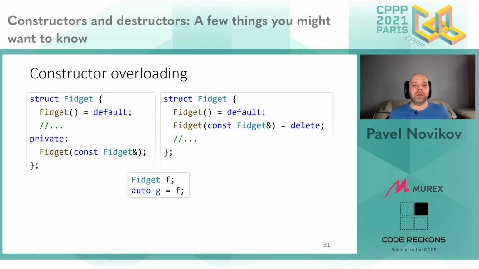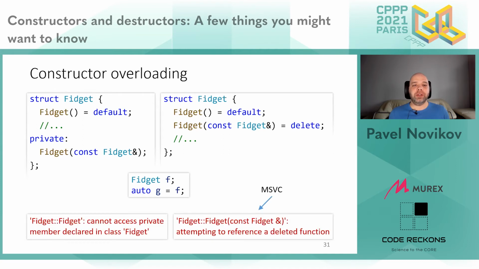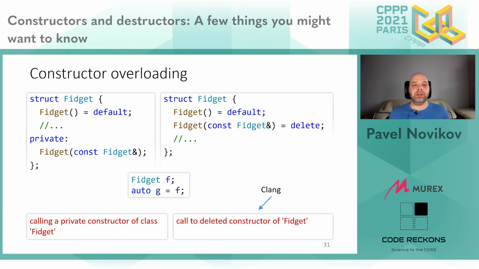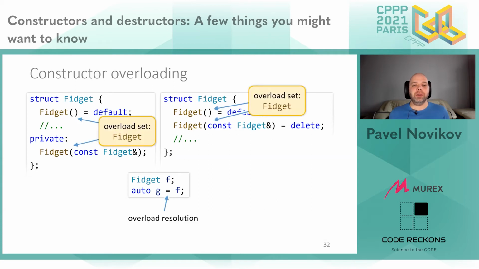And we can try to make a copy, but it will not work because, for example, MSVC says that it cannot access a private member, or that you are attempting to refer to a deleted function, or Clang will say that you are calling a private constructor or a deleted constructor. So basically, these two constructions are semantically identical. They forbid calling the copy constructor. Why does this happen? During copy construction, overload resolution happens, and for each of these definitions, we have an overload set for Fidget construction.